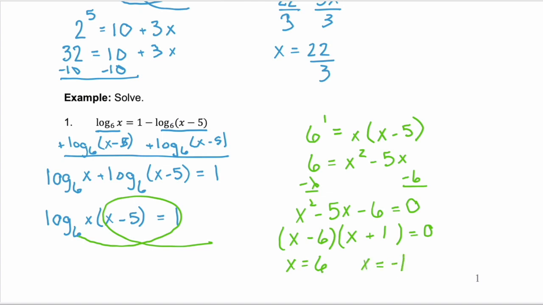You need to check these. So the biggest check is these values, x equals 6 and x equals negative 1, to make sure we can actually take the log of them. Well, we can't take the log of a negative number, so we can immediately throw x equals negative 1 out. And in fact, our only solution is x equals 6.